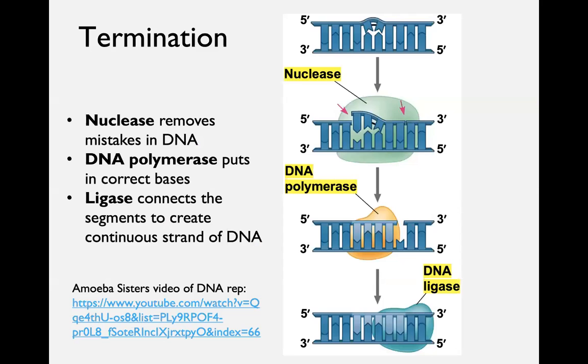All right, and I'm going to do termination super quick so we at least get through. Termination's pretty simple. Nuclease I didn't talk about, but it's going to remove any errors in the DNA. So it kind of proofreads itself. Sometimes the wrong base is laid down, the wrong nucleotide. So nuclease will fix that. DNA polymerase will come in, add the new bases that need to replace any that are messed up. And then ligase will glue all that together. And then that wraps up the whole process of DNA replication.